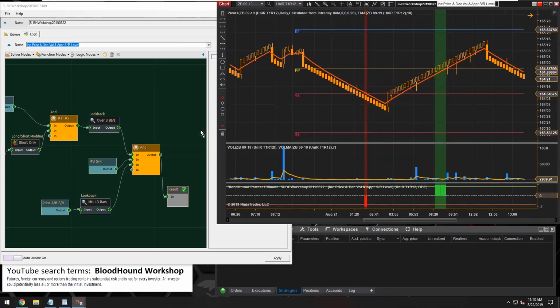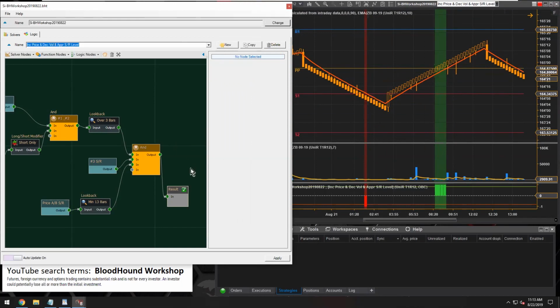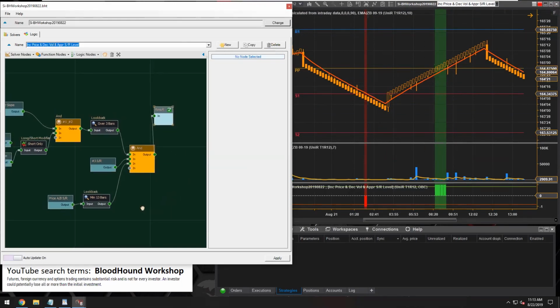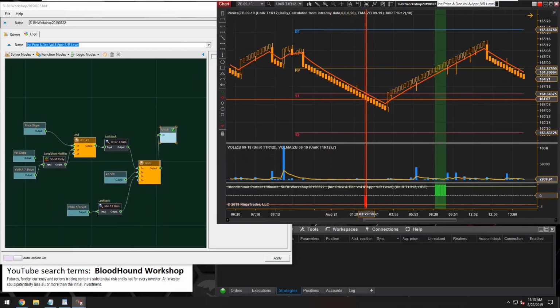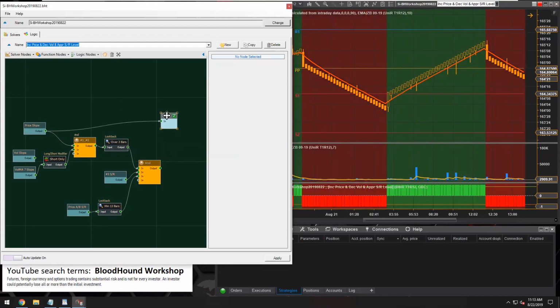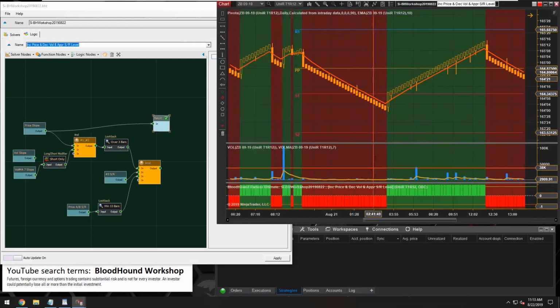All right. Well, let's take a moment here and see if we can figure out what's causing the short signal here when price is coming down. Let's see this. Oh, of course. All right. A very simple mistake here.